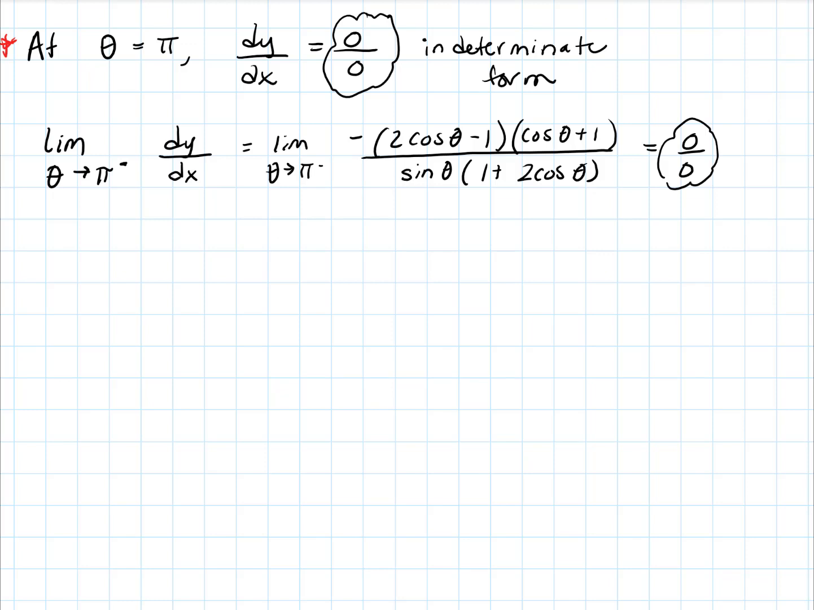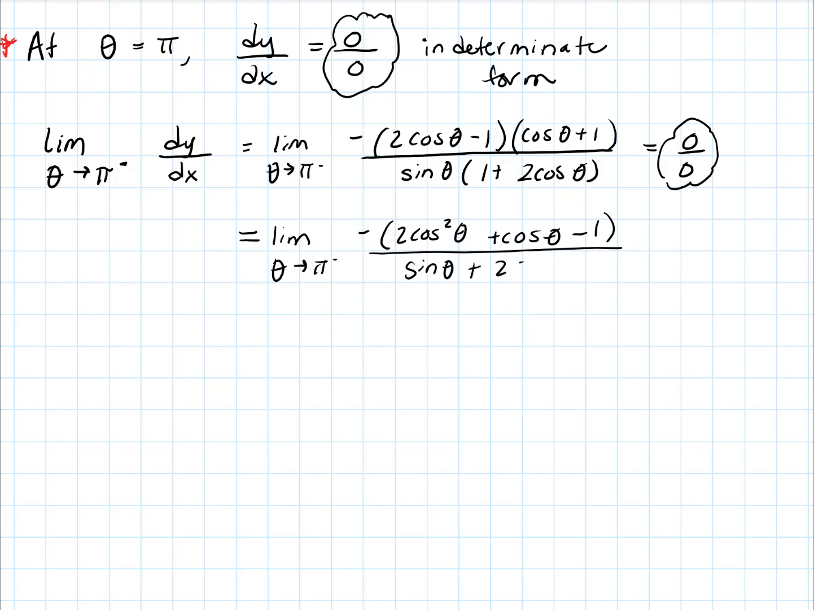Oh, you know what? Before I apply L'Hopital's rule, I just realized we're in this nice factored form. It's not going to be easy, it would be a crazy product rule and simplification. So it would make more sense in this scenario, before I do L'Hopital's rule, to head back to the expanded form. The expanded form here would be minus 2 cosine squared of theta plus cosine theta minus 1 over sine theta plus 2 sine theta cosine theta. And that's still giving me that 0 over 0. Okay, so got it simplified.